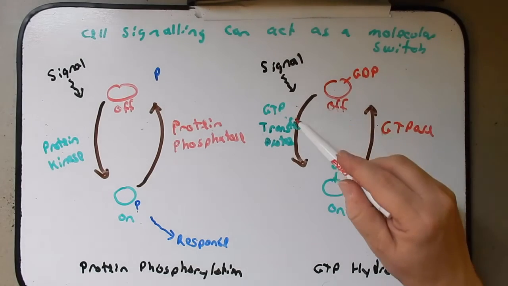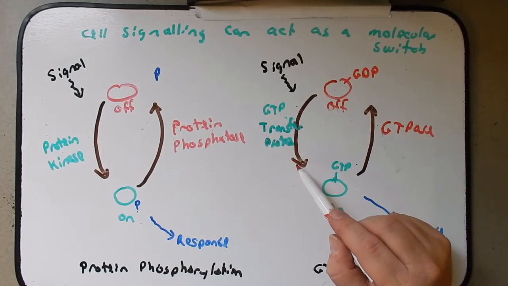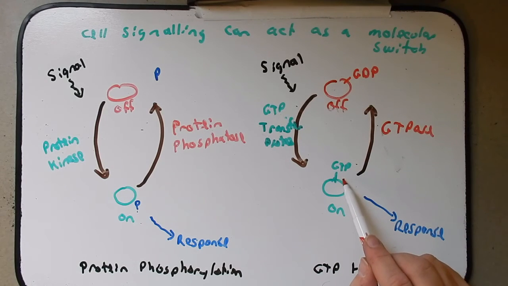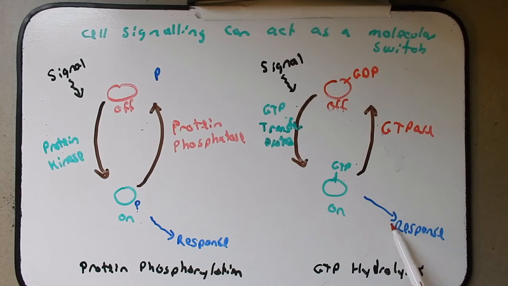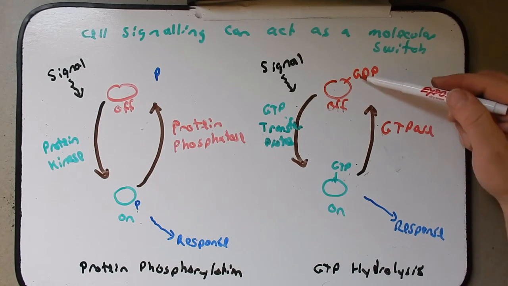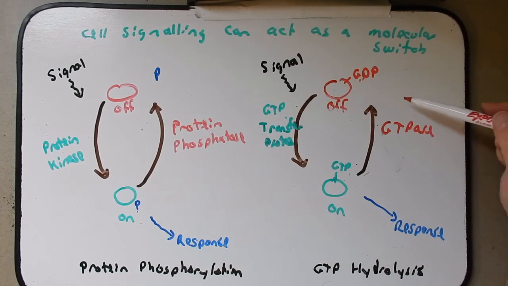So again, signal comes in, activates this GTP transfer protein, replaces the GDP with a GTP. Now it's on, and we get a response. To turn it off, the GTPase hydrolyzes GTP to leave only GDP on there to turn it off. So fairly quick and efficient way to turn a system on or off to respond to a specific stimulus.